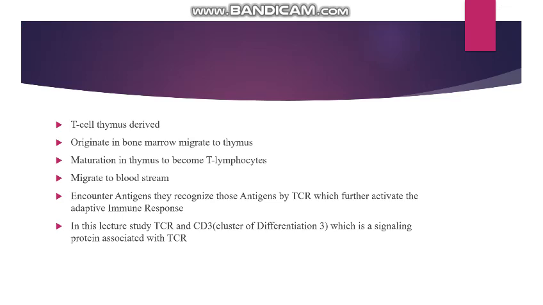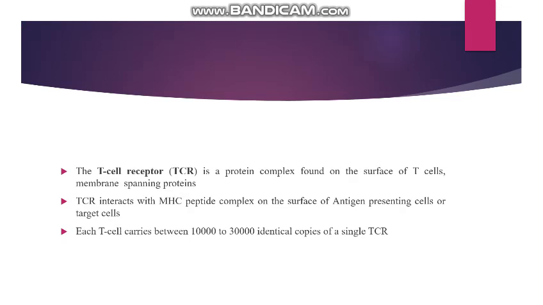In this lecture, we study TCR and CD3, that is cluster of differentiation 3, which is a signaling protein associated with TCR, T cell receptor. The TCR is a protein complex found on the surface of T cells, membrane spanning proteins. T cell receptor interacts with MHC, major histocompatibility complex, on the surface of antigen presenting cells or target cells. Each T cell carries between 10,000 to 30,000 identical copies of a single TCR.